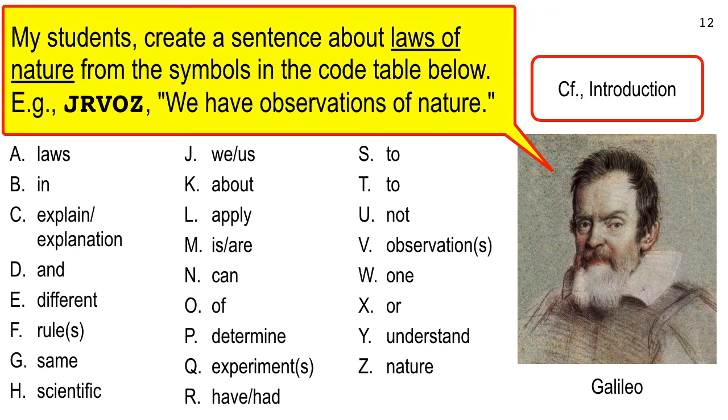JCHV. Okay, J is we explain scientific observations. Hey, that's not bad. That's a true sentence about laws of nature. That one would get full credit. Let's go down and find another one. Stop there. JNYHF. J is we. That's interesting. A lot of J's. That's good.